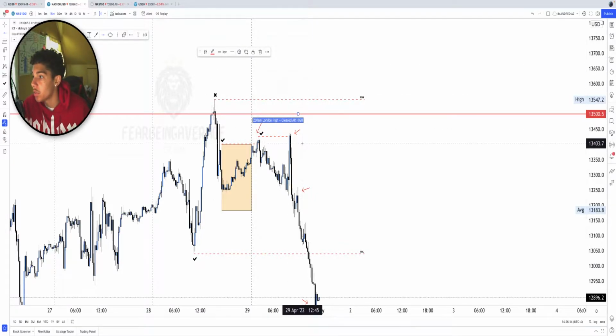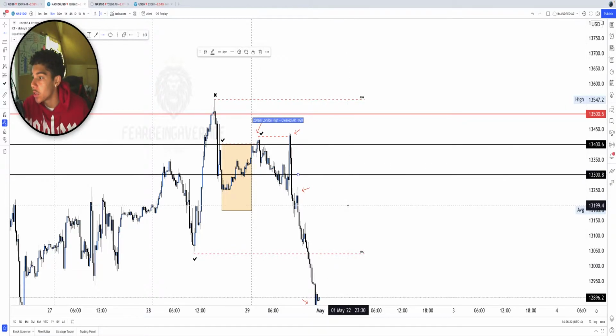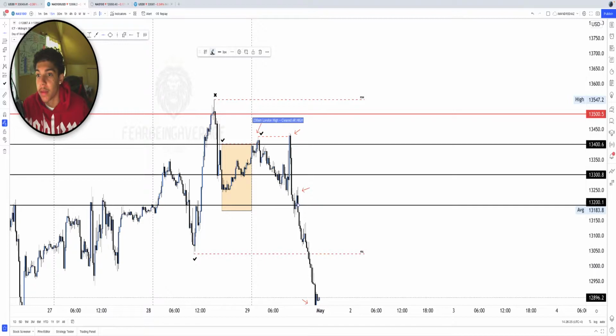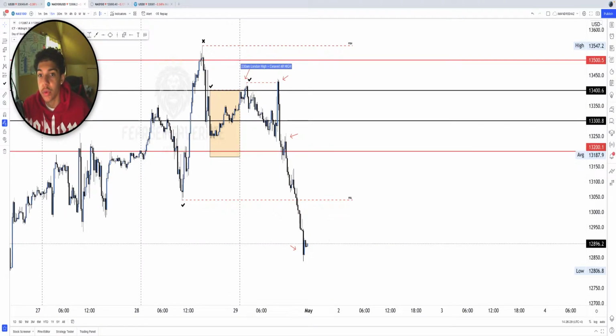We have 13,400 right here. We have 13,300 right in here. Then we have 13,200 all the way down here. These are the main areas. And then if you look even lower to where we got that low of the day, all the way down here, you could see that this ended up, I'm going to say 850.